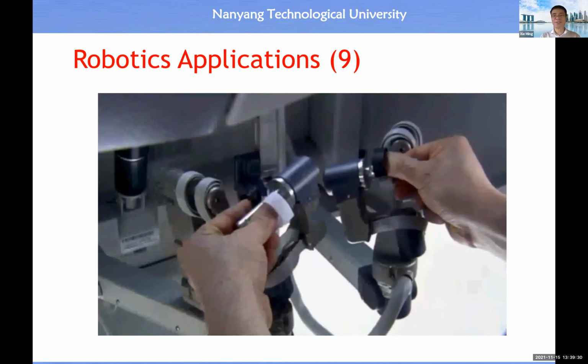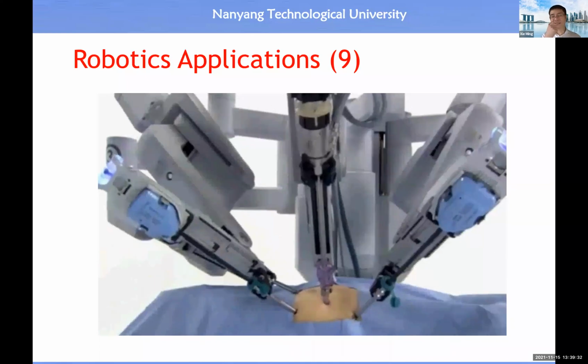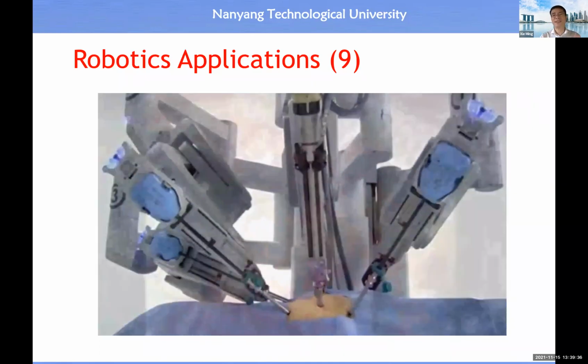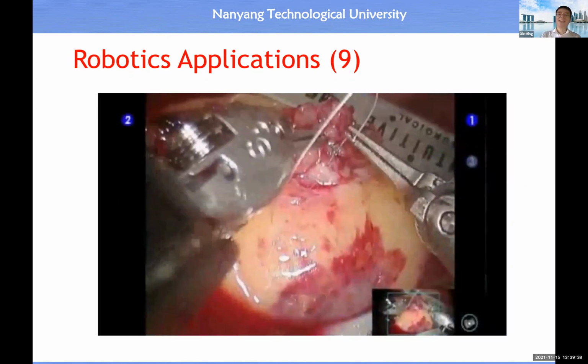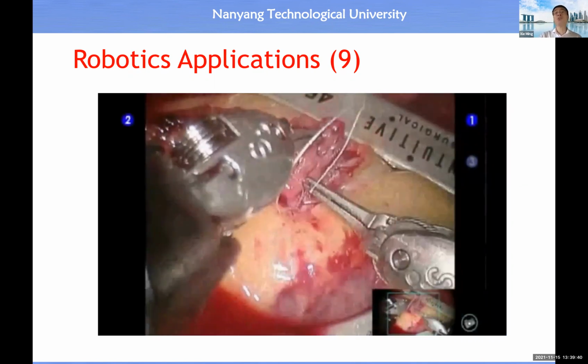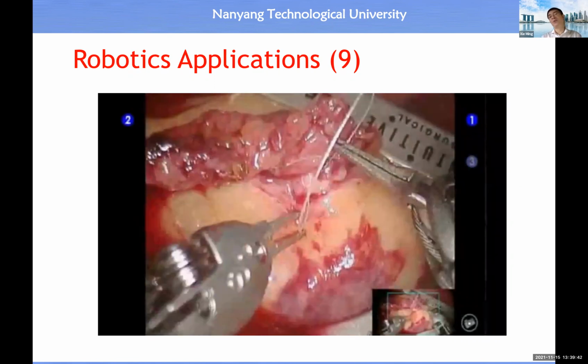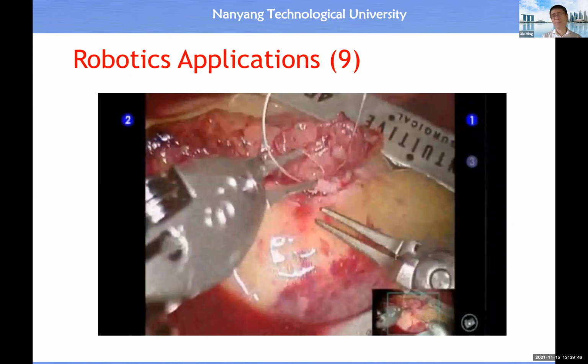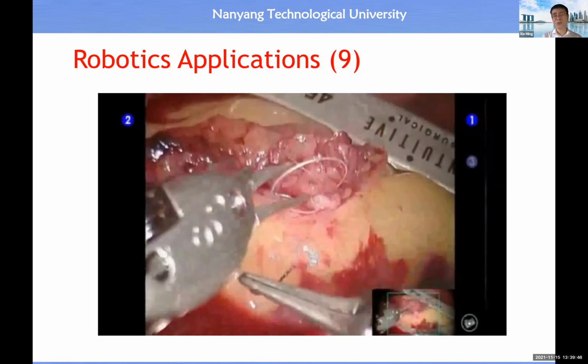So you will see the doctor uses the haptic device to output motion, and then the remote robot just follows the intended motion instructed by the doctor.